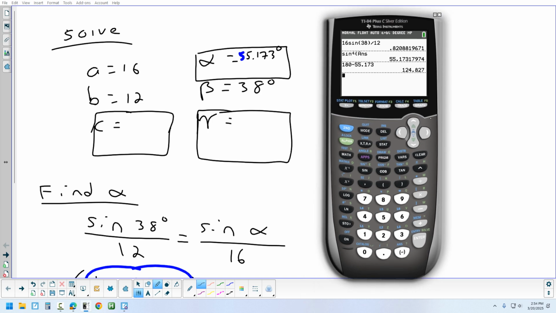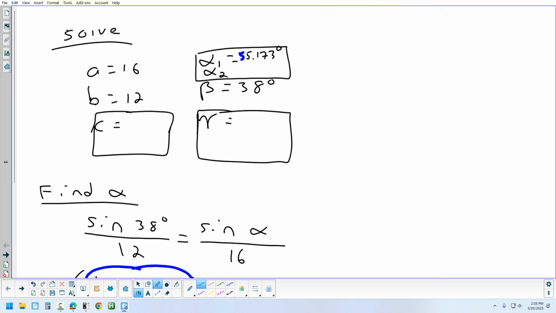Now, how do I check if that answer fits in my triangle? Take the angle that you think is the second answer, add it to the one that was given, and make sure that you are under 180. If you add 124.827 and 38, will you be under 180? Yeah. So that 124 is definitely a second answer. And now we have alpha 1 and alpha 2.